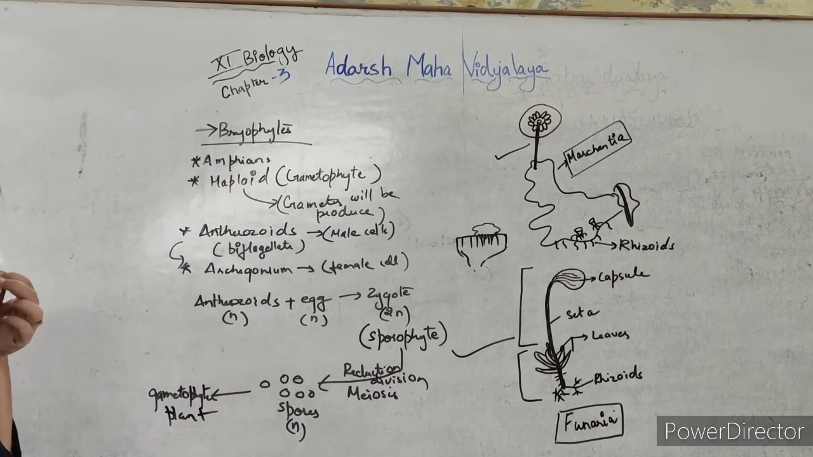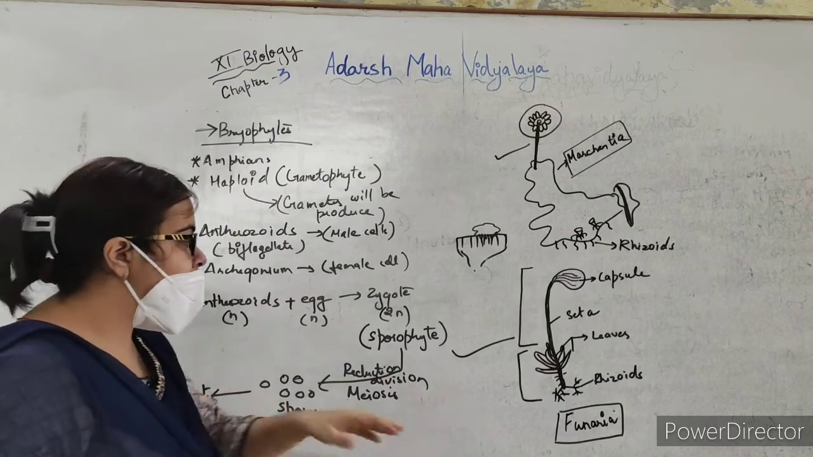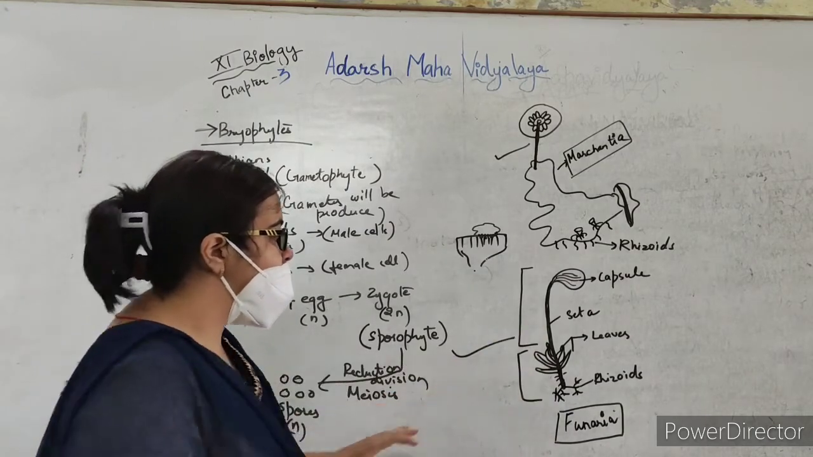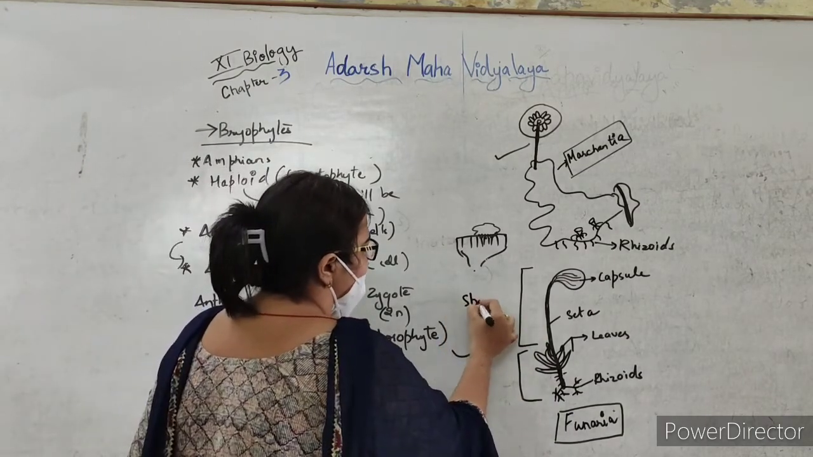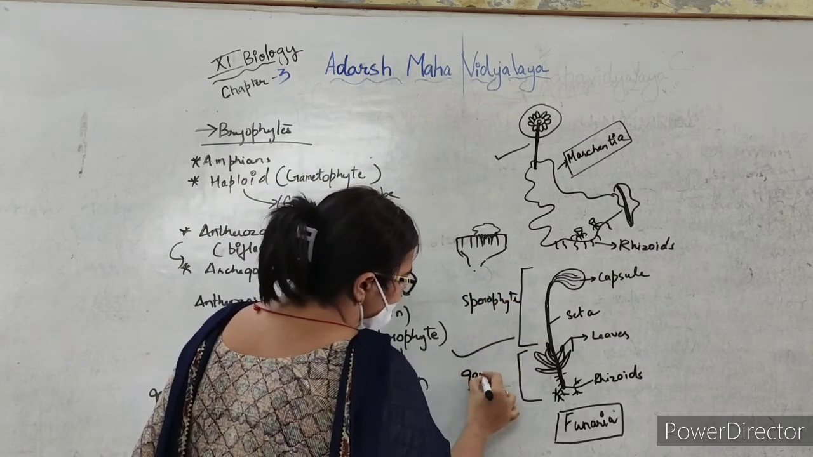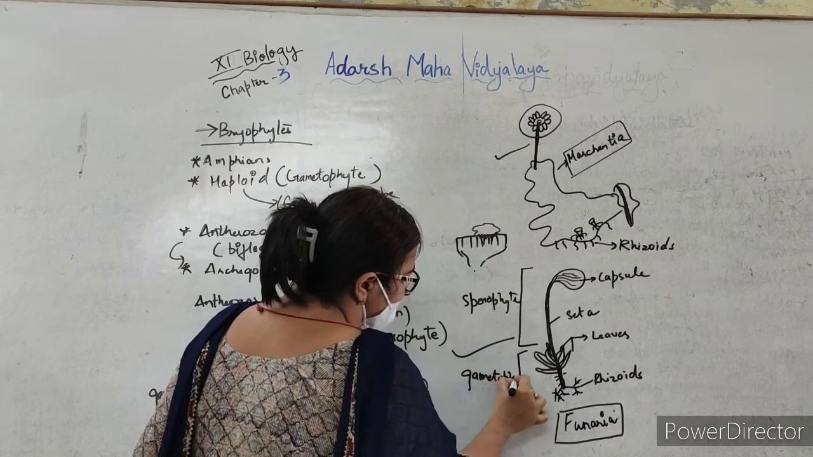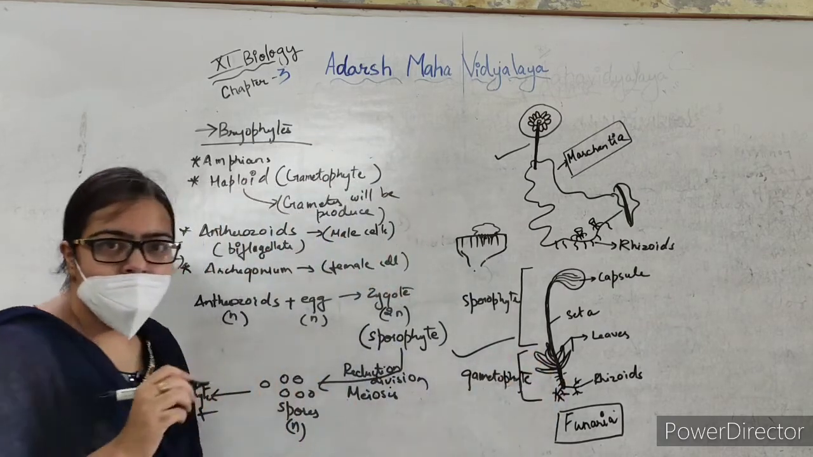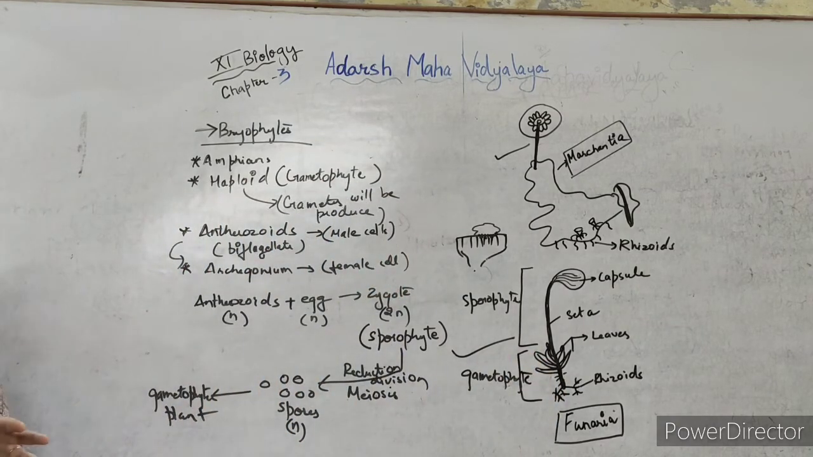Okay, see, when we talk about Funaria, here you can see both the stages. This is the sporophyte stage and this is the gametophyte. Now what do you understand by main plant body?